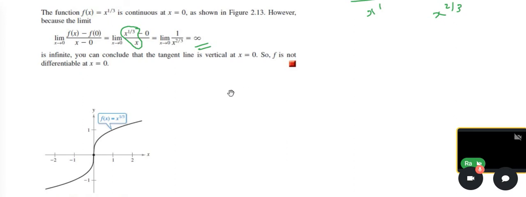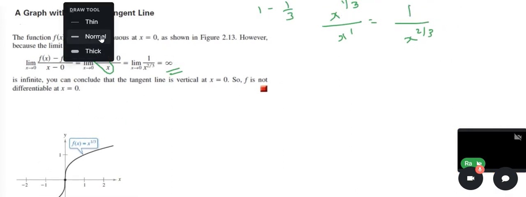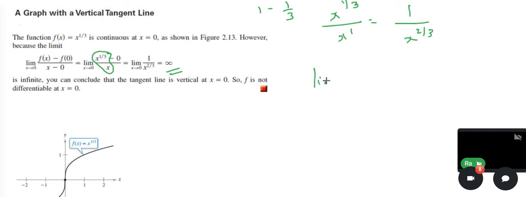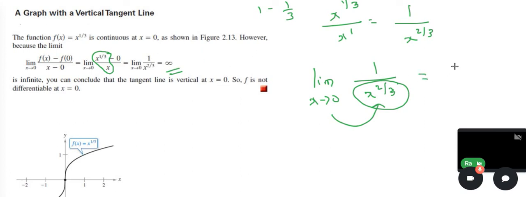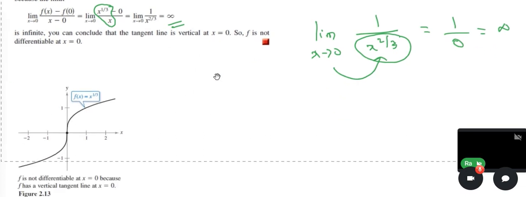Well, why is it infinity there? Yeah, you are plugging in, right? We have this limit as x approaches 0, x power 2 by 3. We plug 0 here, it is going to be 0. So 1 over 0 is infinite. This is 1 by 0, it's undefined, so that is why we get undefined there. It's infinite. You can conclude that the tangent line is vertical at x equal to 0. So f is not differentiable at x equal to 0.